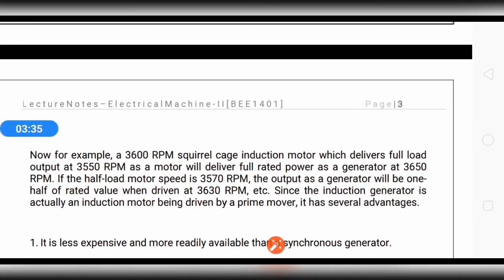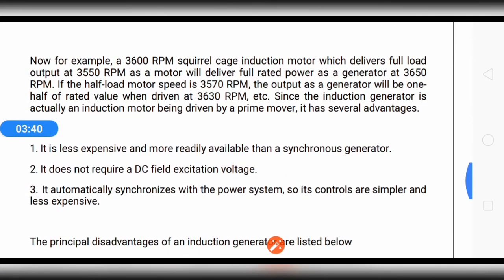Now let us consider how it works. For example, consider a 3600 rpm squirrel cage induction motor which delivers full load output at 3550 rpm. So it is working as motor. It delivers full load at rated rpm less than 50 rpm. But when it is running as generator, then this 50 rpm is added to the synchronous speed, and it is running at 3650 rpm, that is above the synchronous speed.